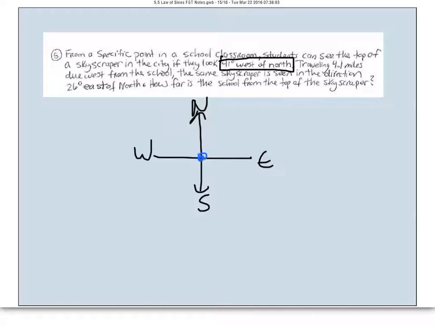So here they are at their school. Always just put the starting point right in the middle of the compass. So what are they doing? They can see the top of a skyscraper if they look 41 degrees west of the north. So they are looking westward of the north. They initially are going north, and they're going to move west of the north. So 41 degrees west of the north means you start off north and you go 41 degrees towards the west, which means this right here is the 41 degrees.